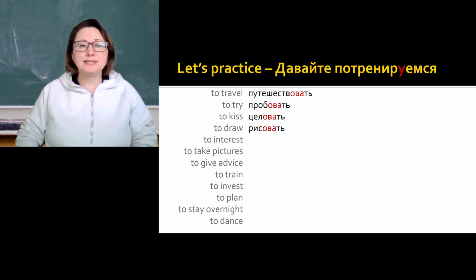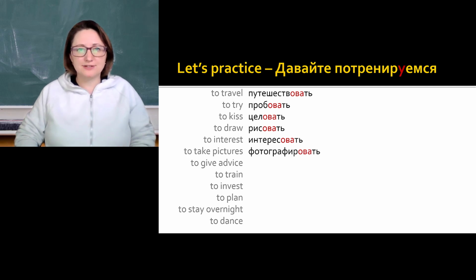Then to draw is рисовать. Then to interest is интересовать. Like this subject is of interest to me. This subject interests me. That's the verb интересовать. Then to take pictures, as in with a camera, or with your phone, I guess nowadays, doesn't matter. When you take a picture, that's фотографировать, like to photograph. And you notice there are three letters O in this word, but all of them are unstressed, so you only pronounce sounds all the way.